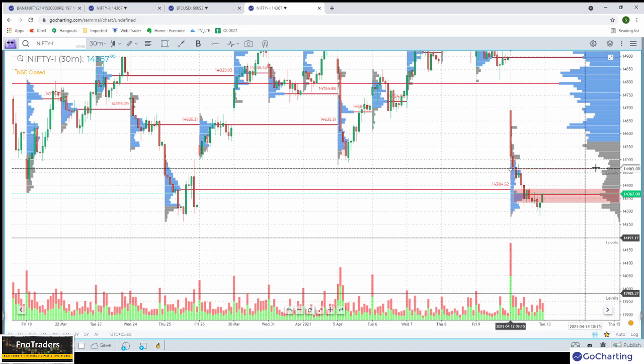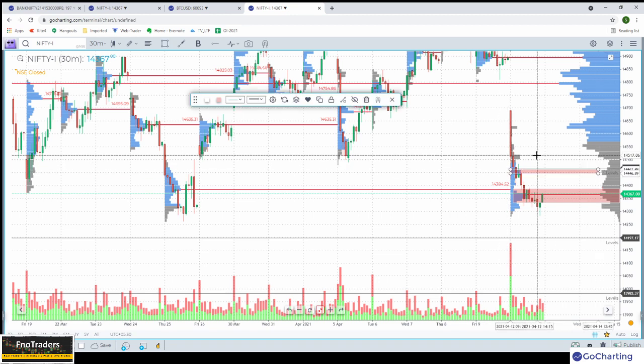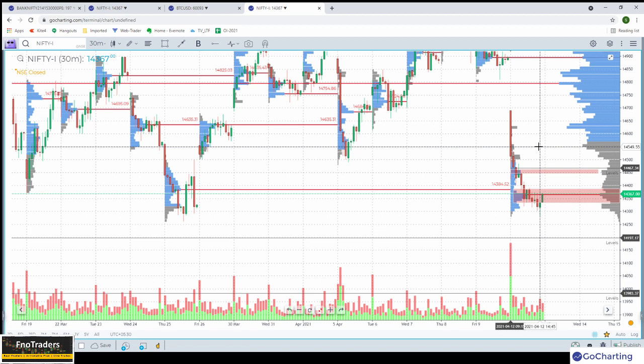I see this, and then this is the next volume zone. So I know what the key areas to look for in the next session are from a profile point of view, because volume denotes the importance of a price point. That is a very important thing to note overall. Price is sort of an opportunity or an advertising, whatever you call it, but volume denotes the importance of a price point.